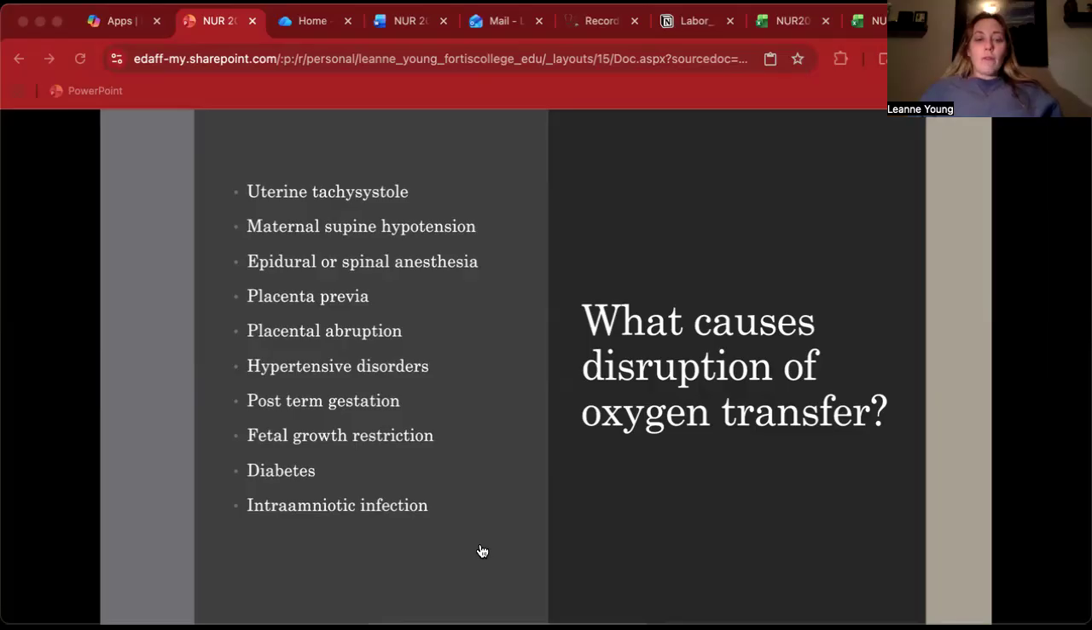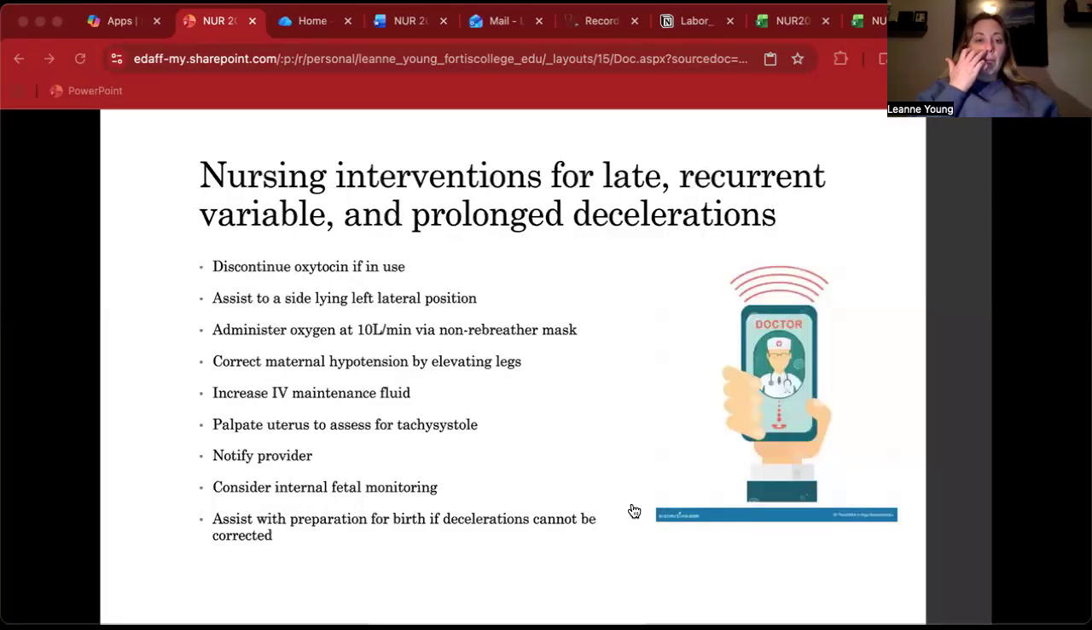Fetal growth restriction will reduce the amount of oxygen transfer. Diabetes is going to reduce the amount of oxygen transfer. And then any type of amniotic infection. If that amniotic fluid or intraamniotic is infected, then we're most likely going to see a disruption of oxygen as well.